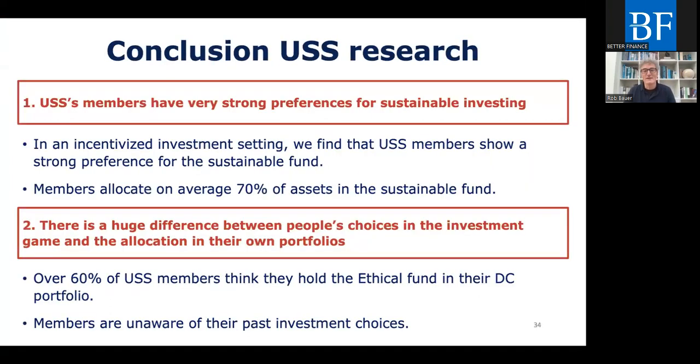Okay, so this was sort of a side project, and the conclusion, I think, is clear. USS members have strong preferences. There's a huge difference between choices in the investment game and the actual allocation to their portfolio. So we have to be careful with the interpretation of this.